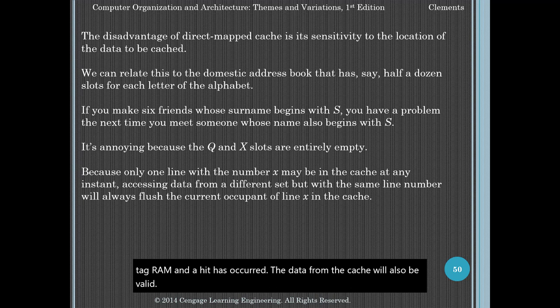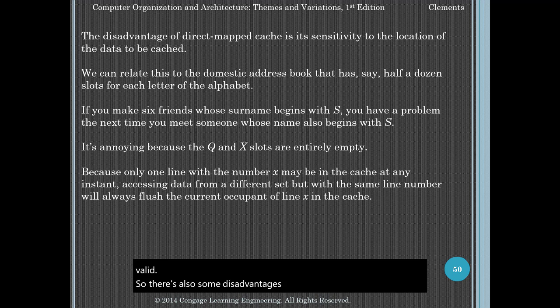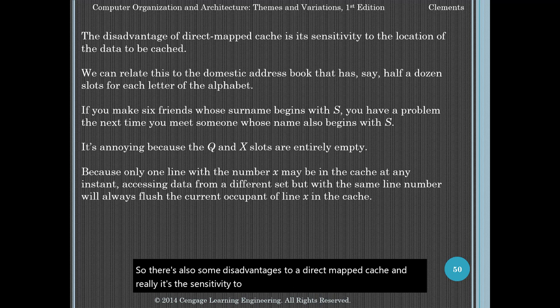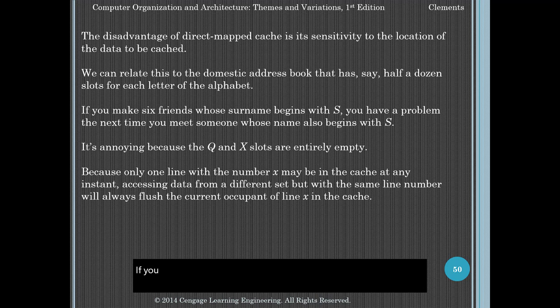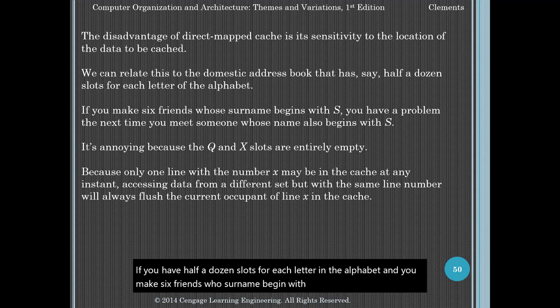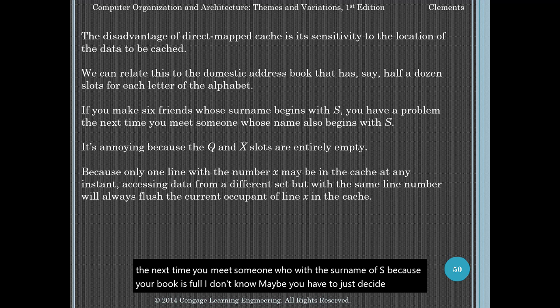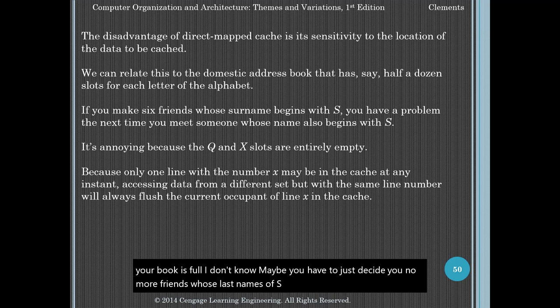So there are also some disadvantages to a direct mapped cache, and really it's the sensitivity to the location of the data that's to be cached. We can relate this to the domestic address book that we talked about, which wasn't really a great analogy. But if you have half a dozen slots for each letter in the alphabet and you make 6 friends whose surnames begin with S, you have a problem the next time you meet someone with the surname of S because your book is full. Maybe you have to just decide you have no more friends with last names of S. It's annoying because the Q and X slots are entirely empty. There's not a lot of people with these last names.